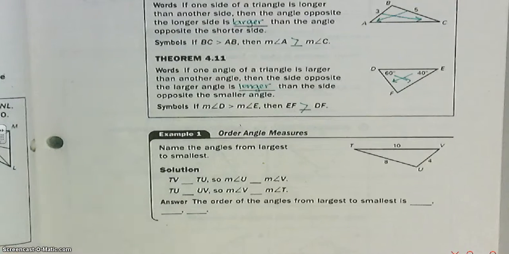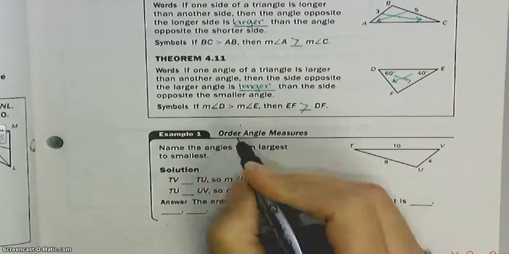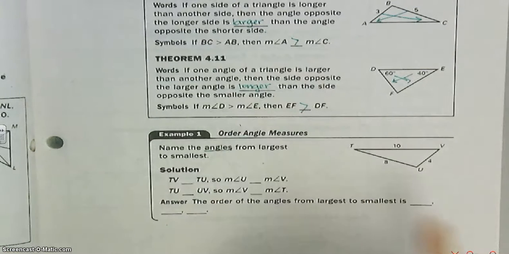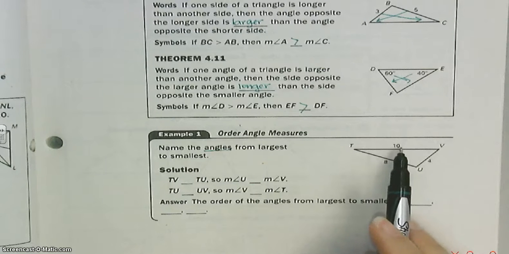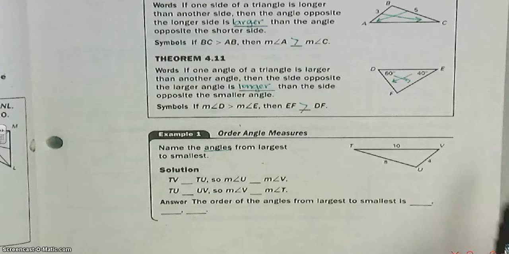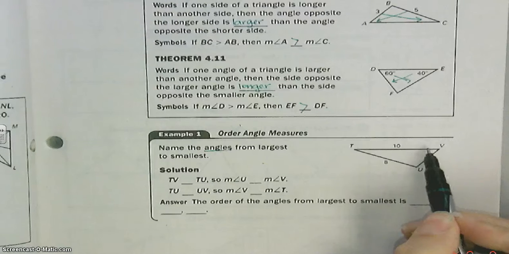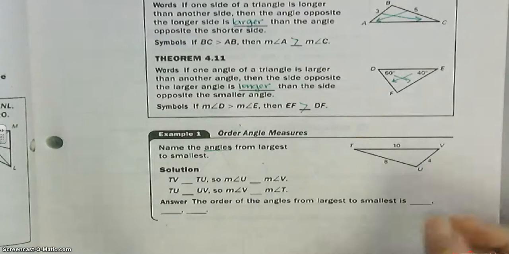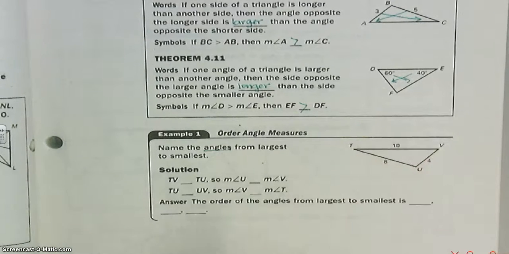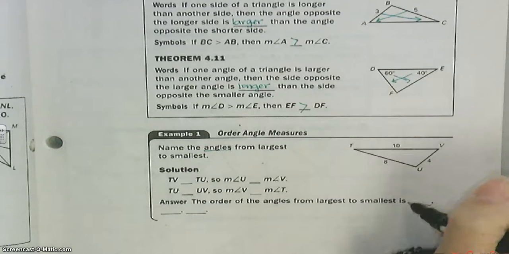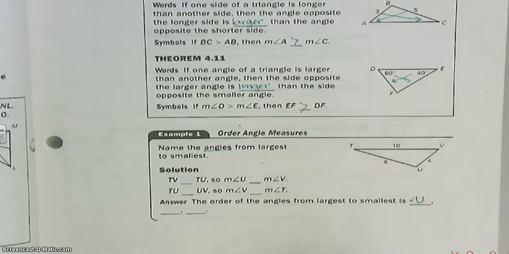So let's do an example. Name the angles from largest to smallest. Now the angles, right, you could name the sides if you wanted. Everybody can see that this is the smallest, the medium, and the largest, but we want the angles. So since 10 is the longest side, what angle opens up to 10? Well, angle U opens up to 10. So angle U is the largest.